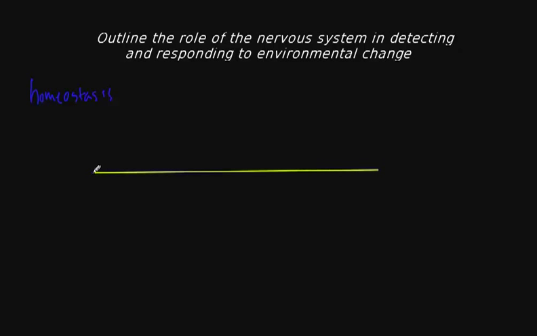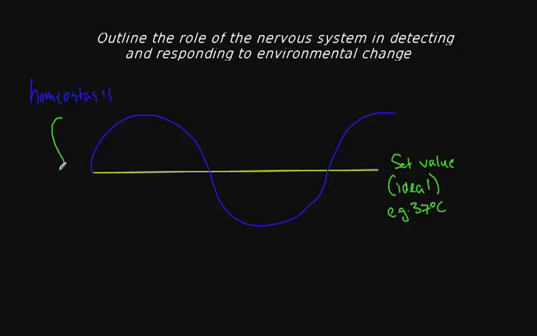What happens with homeostasis is the body responds to changes outside a normal range. This curve represents the normal range. The yellow line is the set value, so this is the ideal. For example, body temperature is around 37 degrees Celsius. The blue represents the normal range, and the normal range can go above or below the set value.